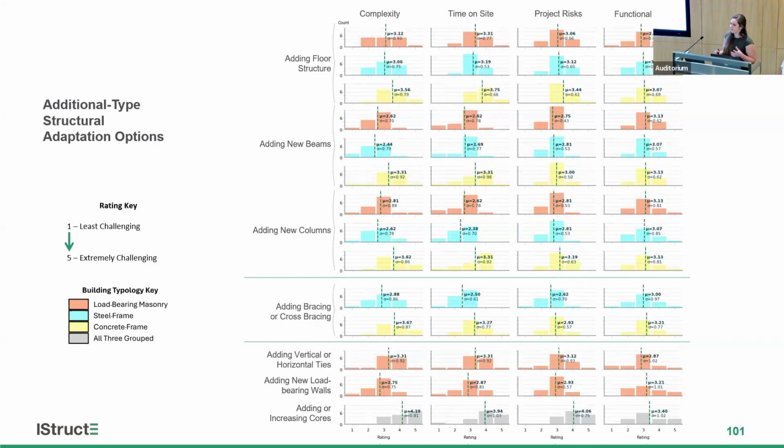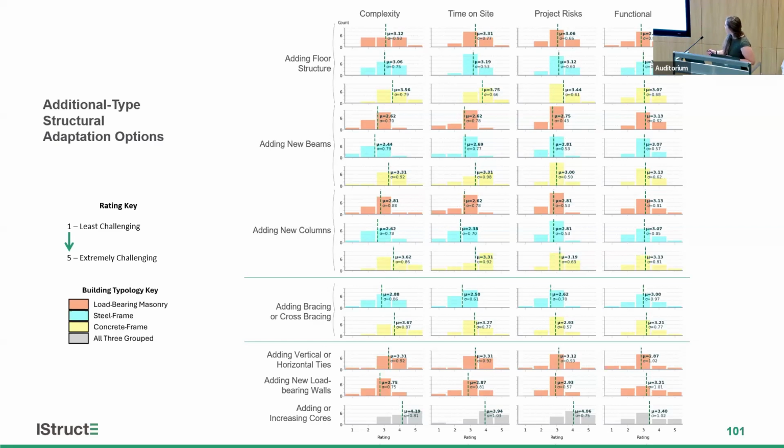Okay, our last category of structural adaptation type is the additional. So this is where we're adding elements. And again, you can see consistently for these top three, where we distinguished each of the three typologies, that the concrete framed construction seems to be presenting more challenges, or at least was rated as such. Though realistically, there's not a lot of difference between the load-bearing masonry and the steel for each sort.